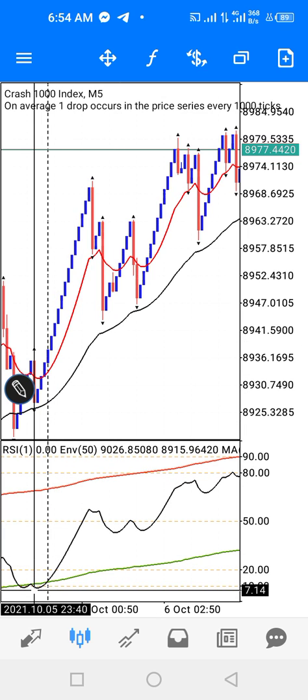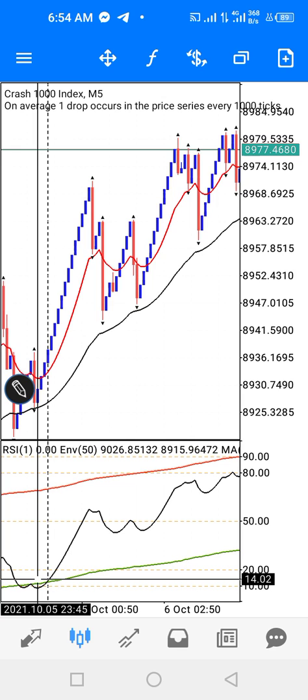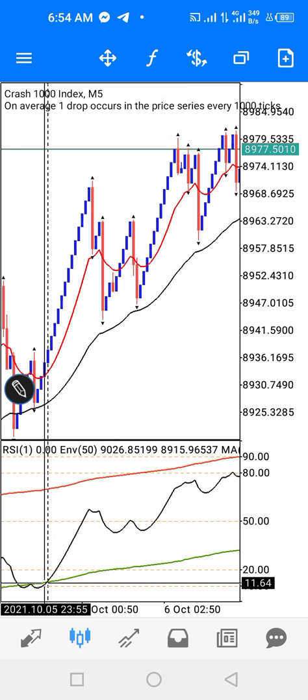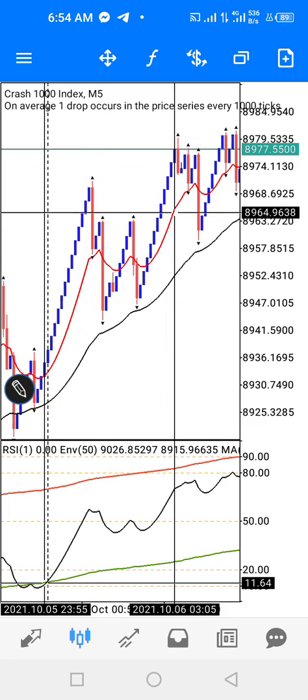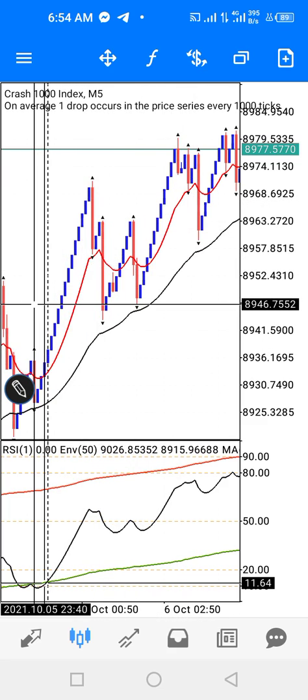You have your moving average at your 10 level together with your envelope at your 10 level, and you can see the way it goes out. It goes out here, it goes out here. So that is how you consider it.